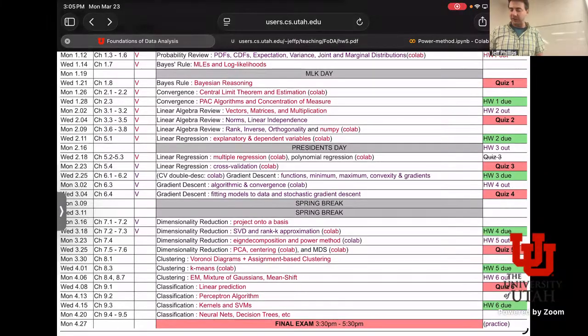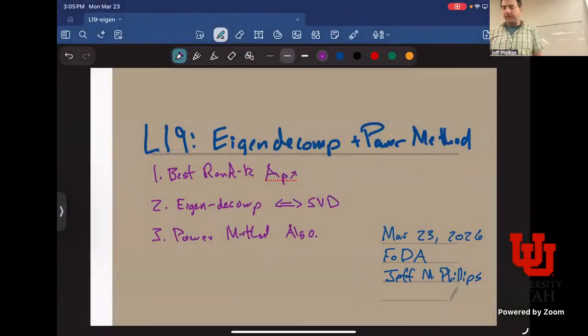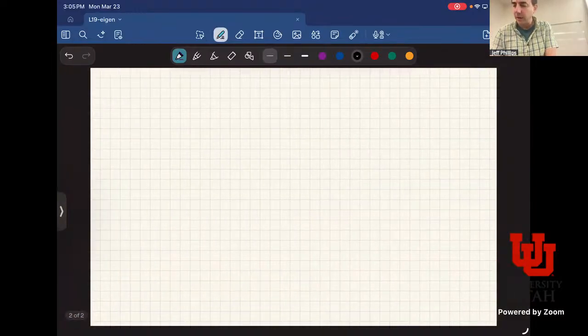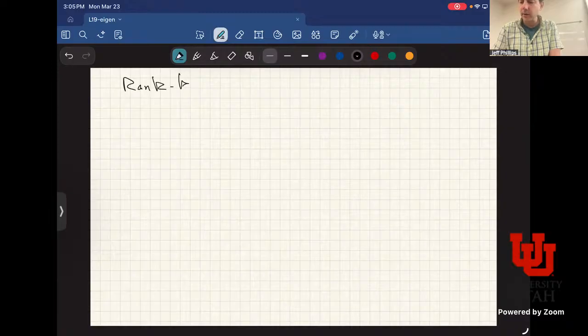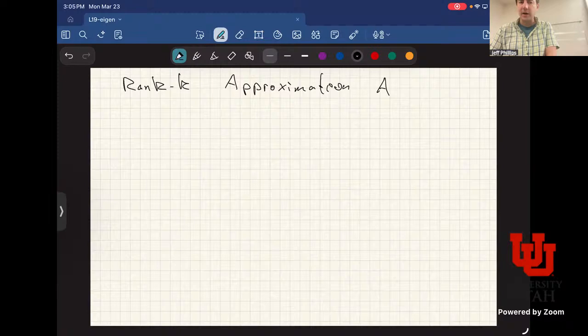Okay, great. So let's get into it. Okay, so let's start by reviewing the rank K approximation. Okay, so we're going to start with a matrix.